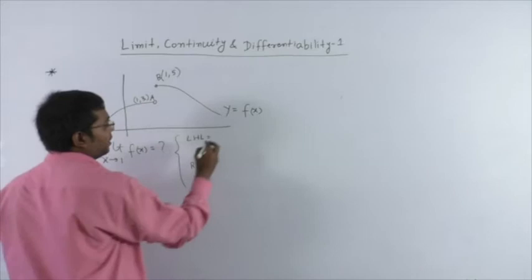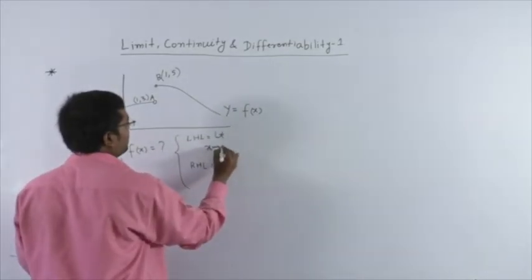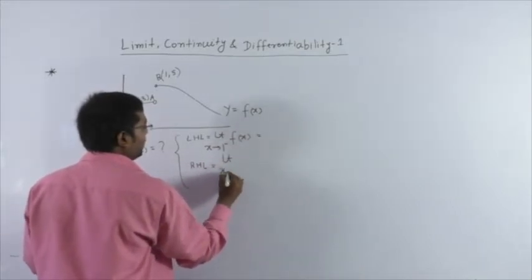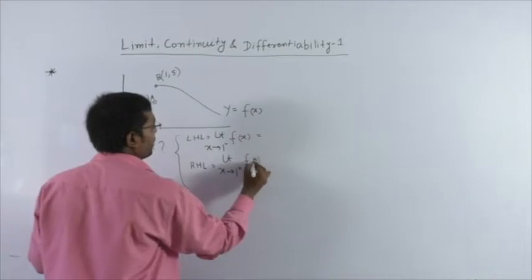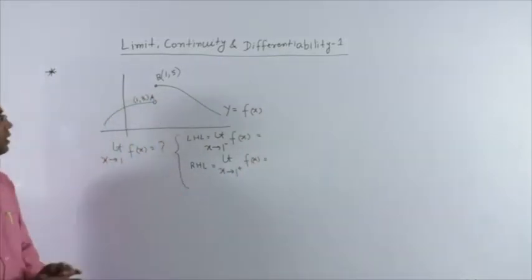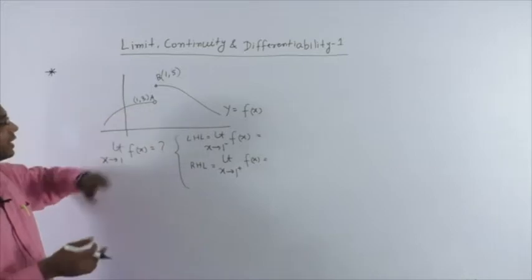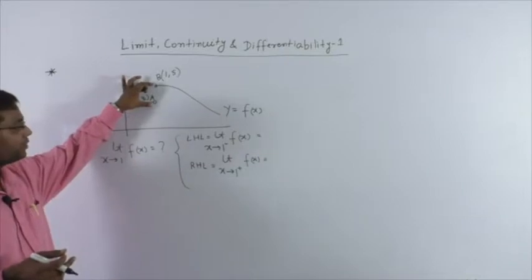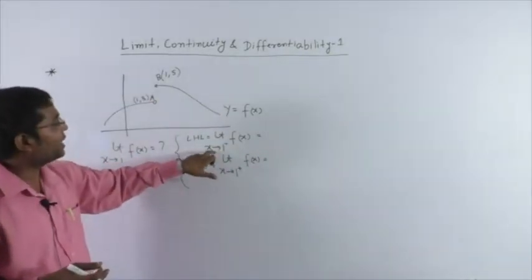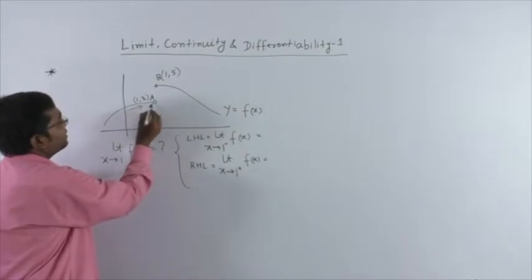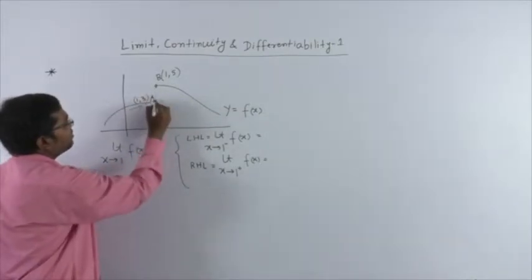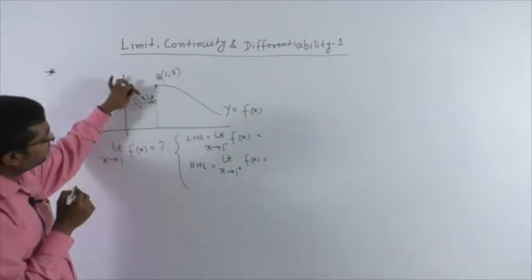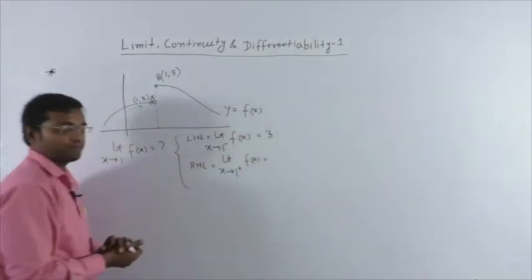Let's calculate it. So the left hand limit we can write as limit x tends to 1 minus f(x), and here we can write limit x tends to 1 plus f(x). According to this, the function again is not defined at x equals 1 because these two are hollow bubbles. Now see, f(x) as x tends to 1 minus: if you are going from the left hand side, just left of this straight line, what is the height we will get? This height will be equal to 3 only. So the left hand limit is 3.